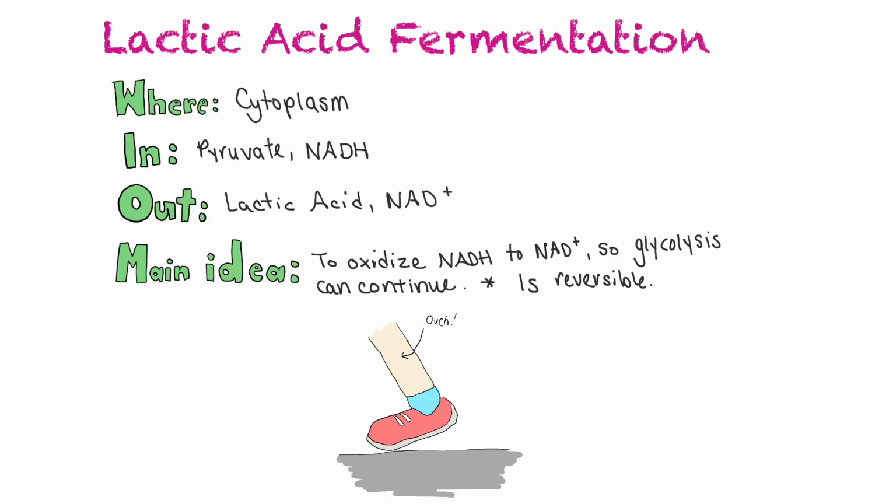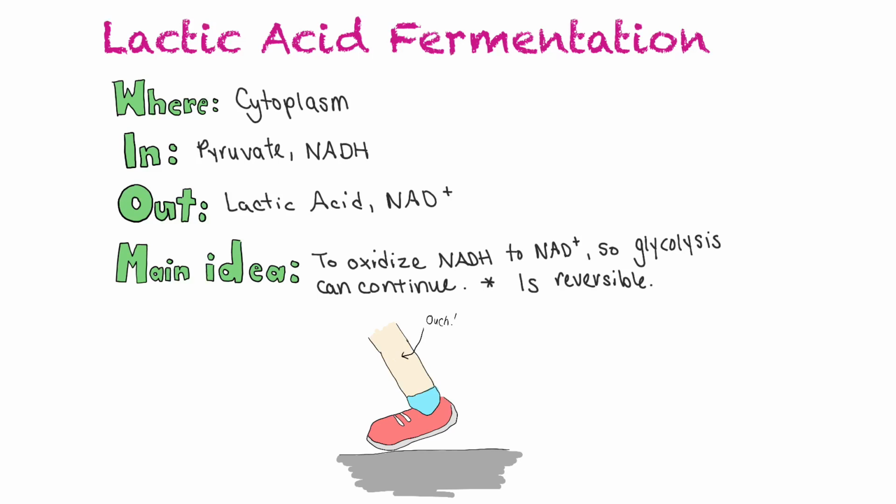Lactic acid fermentation occurs in our cells, so this also takes place in the cytoplasm of the cells, and the molecules that go in would be pyruvate and NADH, just like with the other one, but the outputs are different. So this time you end up with lactic acid and still NAD+. So the main idea is to oxidize NADH to NAD+, so glycolysis can continue, but this process is reversible.